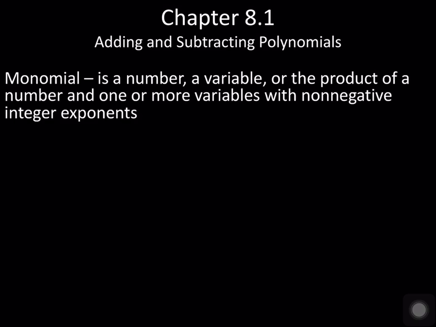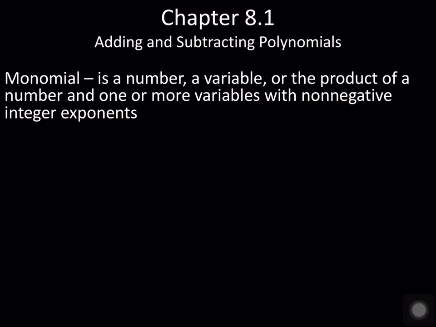We started off Chapter 7. We talked a little bit about monomials, and this was our definition. A monomial is a number, a variable, or the product of a number and one or more variables. And we said we had to have non-negative integer exponents. In other words, those exponents can't be negative, and they have to be whole numbers. And really, since we're non-negative, those integer exponents can only be positive whole numbers. So that's what it takes to be a monomial.